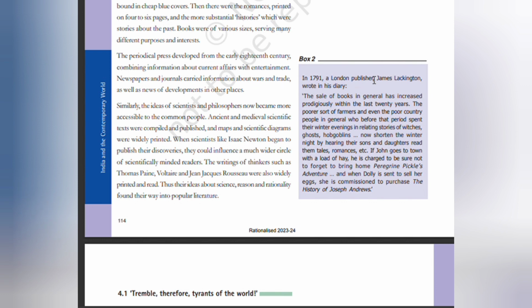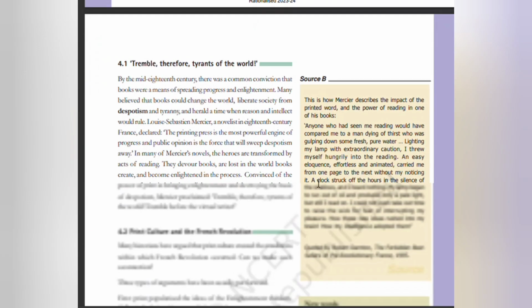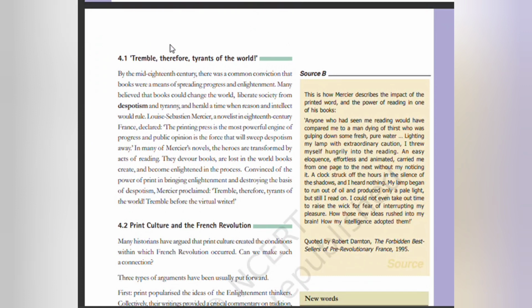In 1791, a London publisher, James Lackington, wrote in his diary, "The sale of books in general has increased prodigiously within the last 20 years. The poorer sort of farmers and even the poor country people in general, who before that period spent their winter evenings relating stories of witches, ghosts, hobgoblins, now shorten the winter night by hearing their sons and daughters read them tales, romances, etc. If John goes to town with a load of hay, he is charged to be sure not to forget to bring home a very grand pennyworth, and when Dolly is sent to sell her eggs, she is commissioned to purchase the history of Joseph Andrews. Tremble, therefore, tyrants of the world."